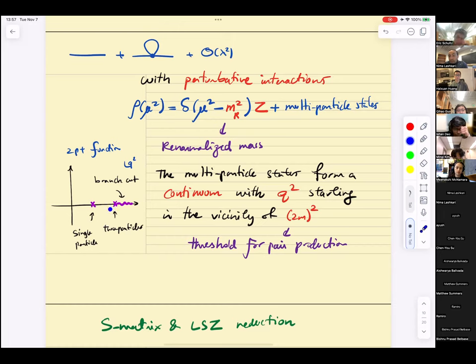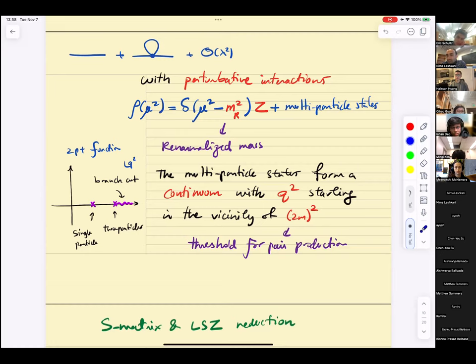If the theory were free, then this pole is at 4m squared, because if it costs m to create a single particle, to create a pair of particles costs 2m. Now, in an interacting theory, that's not literally true. So this pole will be somewhere near 4m squared, so there will be lambda corrections to it. Now here you have a branch cut, meaning that it's expected that you have a pole at any value here.